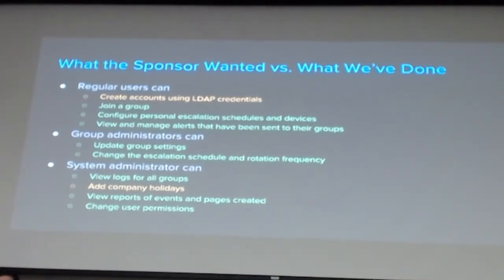A regular user is just someone who will create an account, join a group, and set up a personal escalation policy so that they can be paged whenever an application within their group goes down. A group administrator is a user who is in charge of any subset of groups, and they take care of setting the escalation of users that get paged within their group. And that includes adding people to the escalation and removing people, scheduling removals, etc.